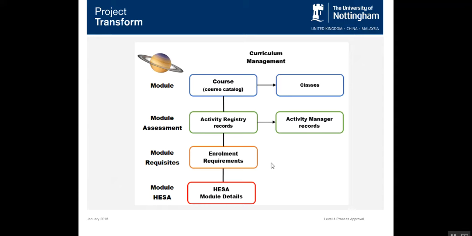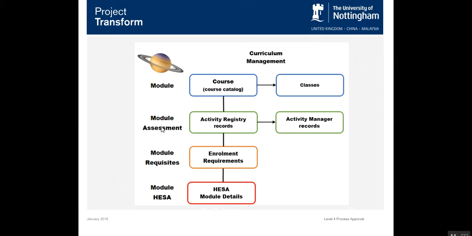Okay, so this is to give you an idea of how curriculum records are structured differently in Campus Solutions. So in Saturn, we have our module record. That's called a course record in Campus, and that's held in the course catalogue, which sits in the curriculum management menu in Campus Solutions. And from courses, we create classes for each year that course runs in, and then students are enrolled on those classes. And we can put information in those classes, so we can put enrollment caps, and we can put meeting patterns, etc.